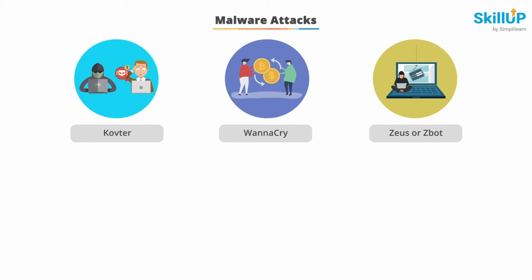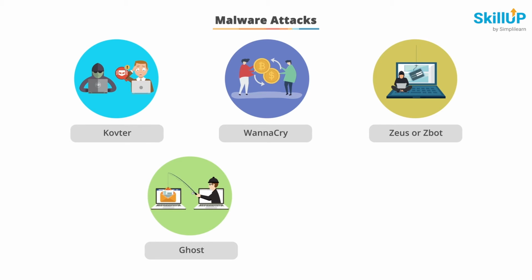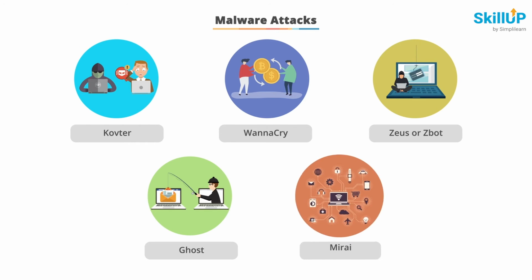Zeus, or Zbot, is a modular banking Trojan which uses keystroke logging to compromise victims' credentials when the user visits a banking website. Ghost is a remote access Trojan used to control infected endpoints. Ghost is dropped by other malware to create a backdoor into the device, allowing an attacker to fully control the infected device. And finally, Mirai is a malware botnet known to compromise Internet of Things, or IoT, devices in order to conduct a large-scale distributed denial of service, or DDoS, attack. Mirai is dropped after an exploit has allowed the attacker to gain access to the machine.